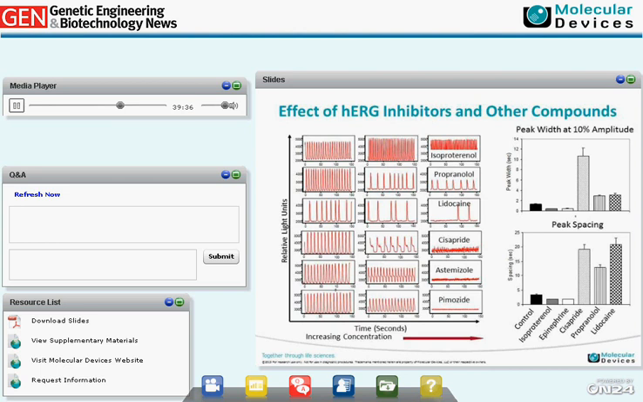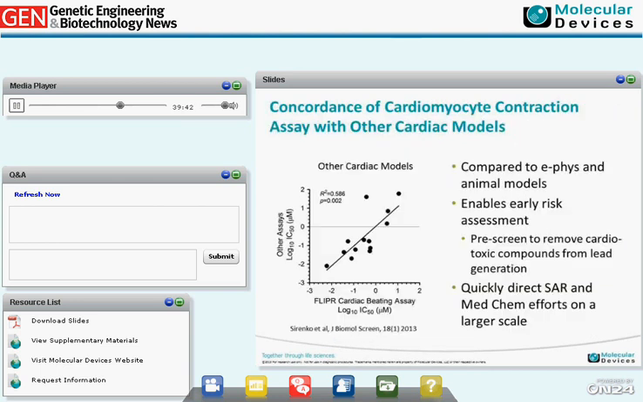question becomes, is this a predictive assay, or can this be a predictive assay? And so these results are presented in the Journal of Biomolecular Screening article that came out this year, where we're comparing the cardiomyocyte contraction assay with other cardiac models, the electrophysiology or animal models. And we're actually seeing very good concordance of our beating cardiomyocyte assay to these other assay models.